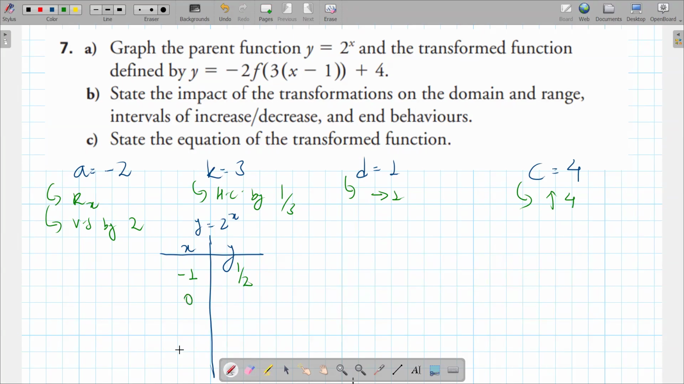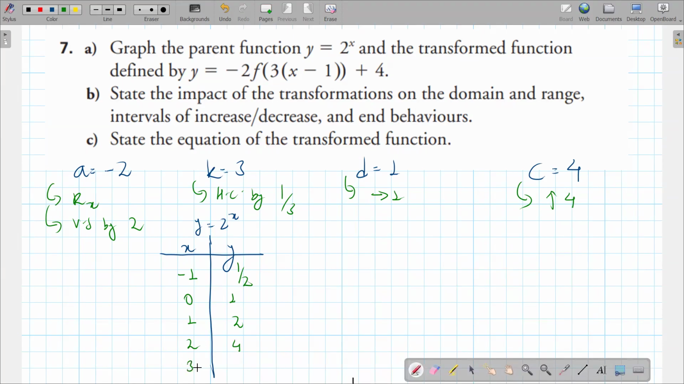What about 2 power 0? It's 1. 2 power 1 is a 2. 2 power 2 is a 4. 2 power 3 is an 8. So there we go. We have 5 points. Again, this depends from teacher to teacher. Someone might tell you 3 points. Someone might tell you 5 points. So now you have a table of the parent function.